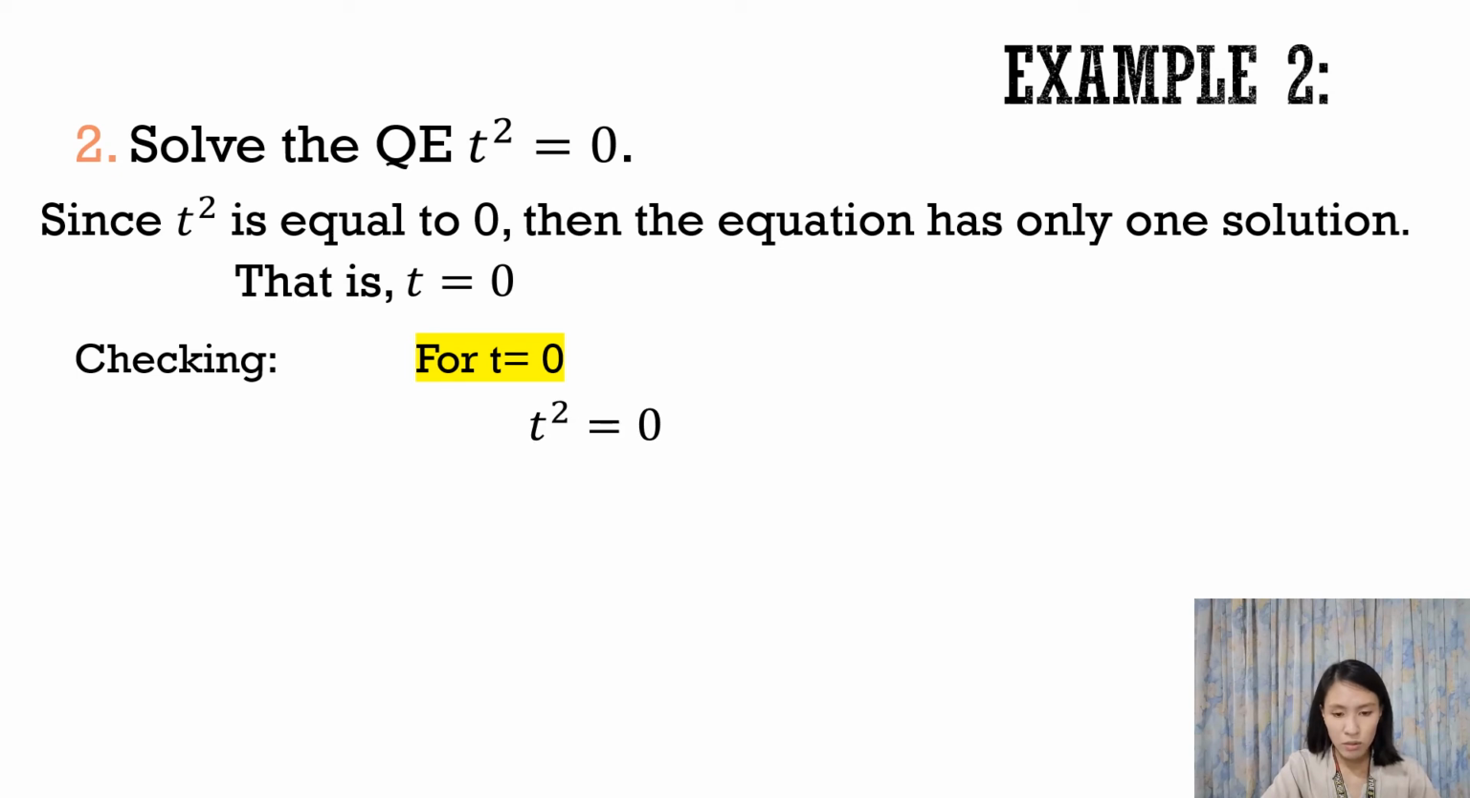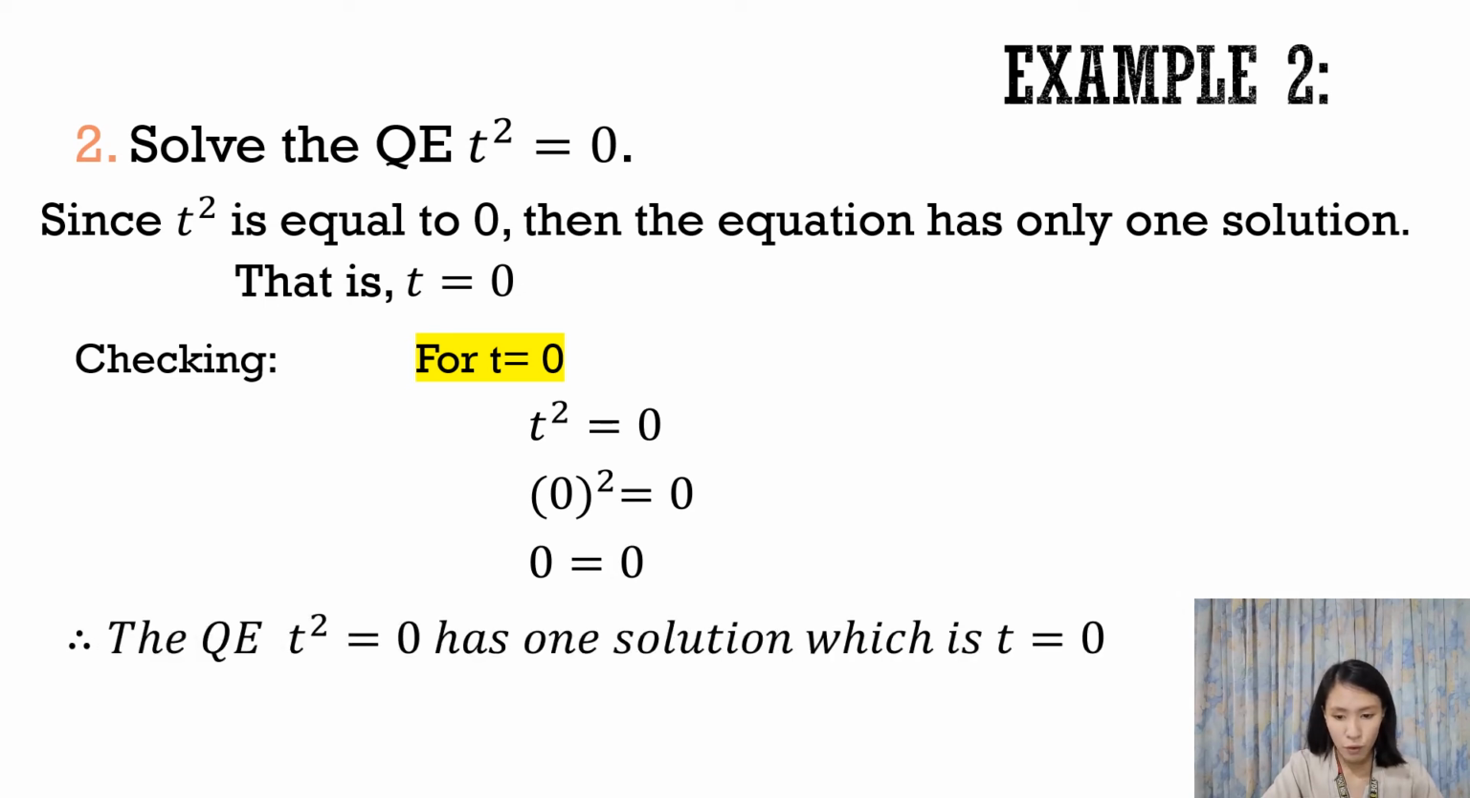T squared is equal to 0. So 0 squared is equal to 0, and 0 is equal to 0. Therefore, the quadratic equation t squared is equal to 0 has one solution, which is t is equal to 0.